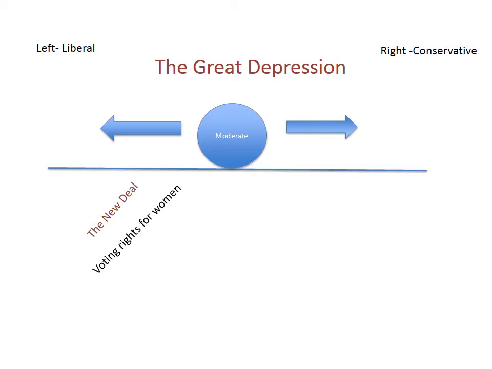Think about voting rights for women. We talked about this earlier. What was the woman's traditional role? Well, that would have been a traditional role, that she was closer to the home. So voting rights, again, is going to be more liberal.